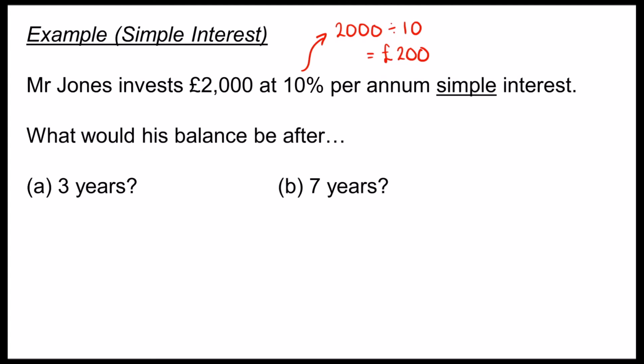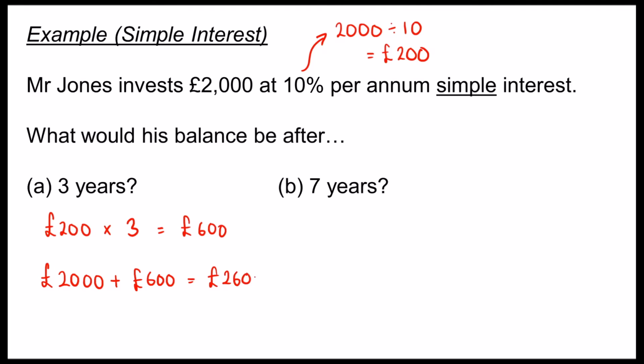So for part A, which asks what my balance would be after 3 years, I could first say that I'm going to get £200 interest 3 times. So that's an extra £600 in my bank account. That means that my final balance is going to be my original amount, which is 2,000, plus the £600 interest that I've received, which gives me a final balance of £2,600.